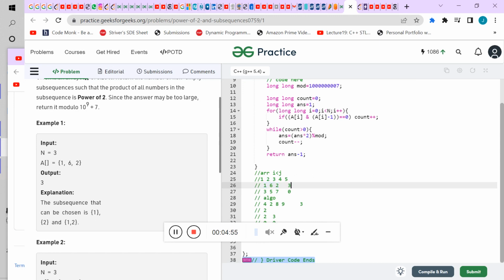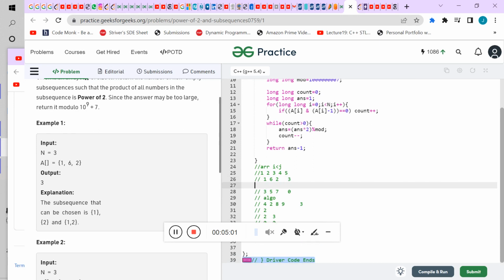Now this is the first case, and my count is 3. So the same is the answer. So I will return a 3. Now I will move on to the next example, that is 3, 5, and 7.